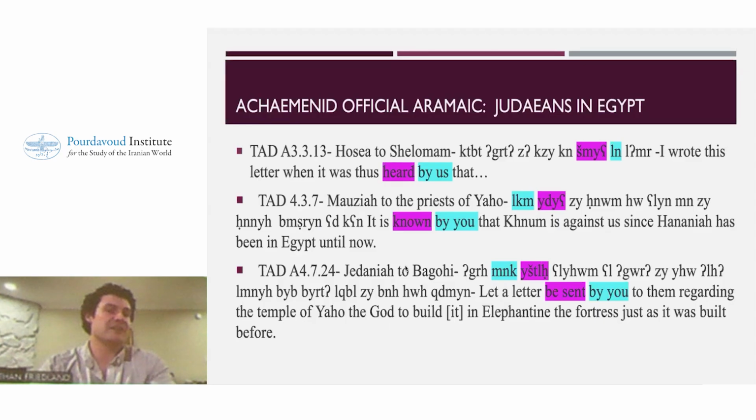I wrote this letter when it was thus heard by us that, and quite a famous one, it is known by you that Khanum is against us since Hananiah has been in Egypt until now. And again, I can't say this enough. I'm translating this so woodenly so that we can notice the agential construction, but we really should be reading it as: you know that Khanum has been against us.